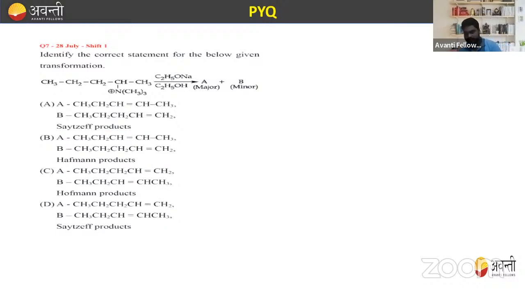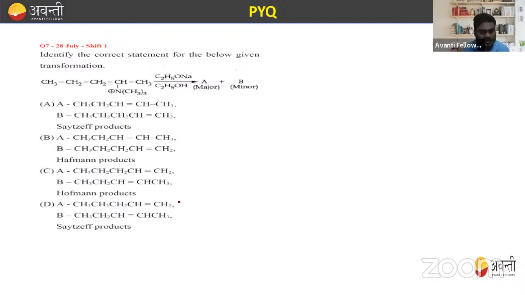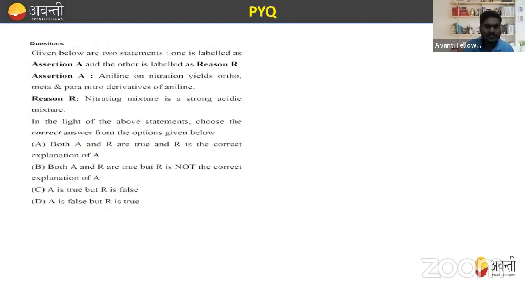Okay. The next question is: identify the correct statement for the given transformation. You want to convert CH3CH2CH2CH3 and a tertiary amine into this major and minor product. So you have to identify which one is the major product and which one is the minor product, right? We know that when we treat this with EtOH, the major product will be this, because this is ethyl alcohol. Or if you treat this with the other reagent, then the major product will be from this, and this will be the minor product. And this is according to the Hofmann product rule. These are the Hofmann products, right? So these are the correct answers for this question.